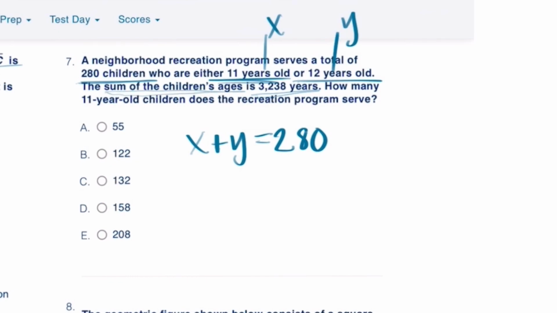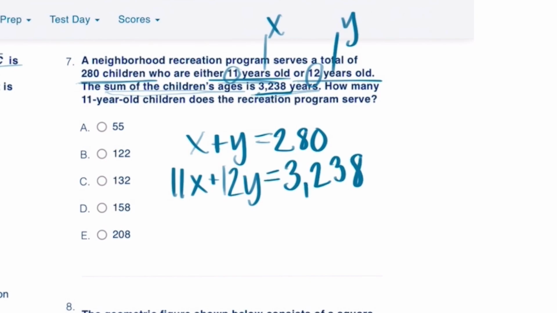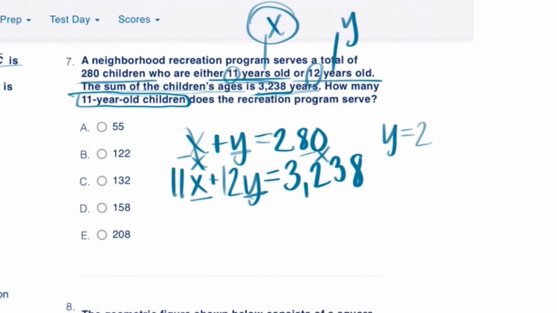If we add up their ages, so remember our x is 11, so 11x, and then remember our y is 12, so 12y. If we were to add up all those ages, we'd get 3,238. Now I have my two equations. It's just solving and plugging in. I want to know how many 11-year-olds, which is my x, so I'm going to get rid of all the y's in my equation by solving for y in my first equation.